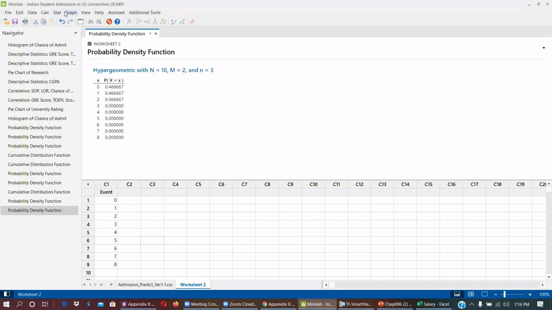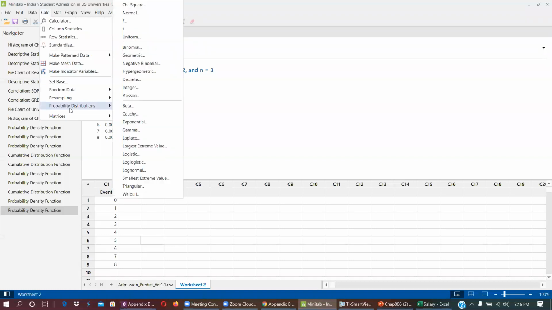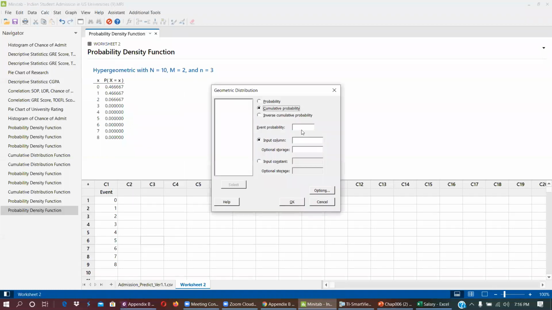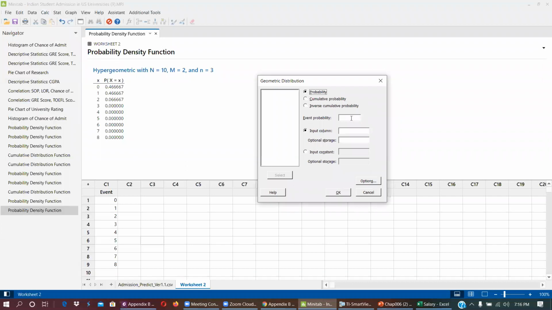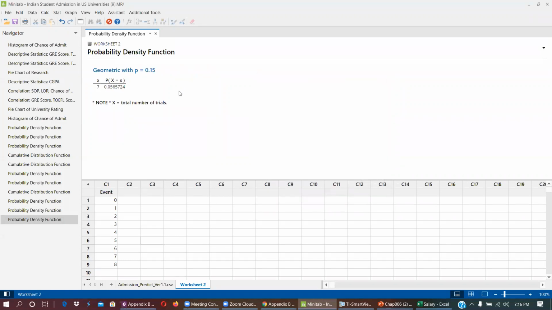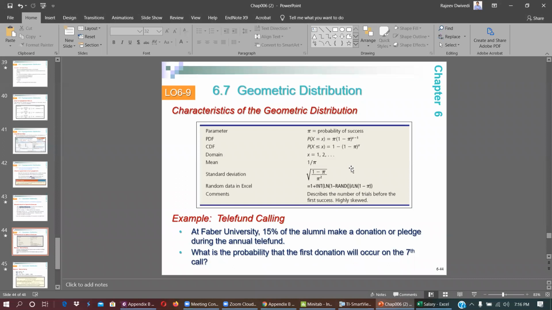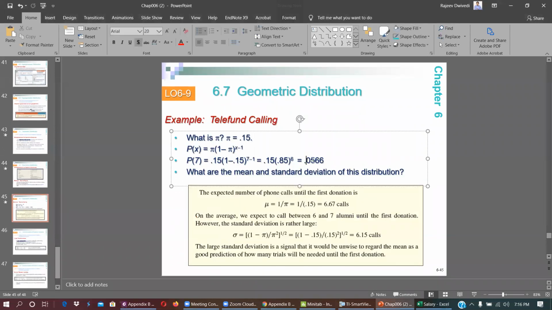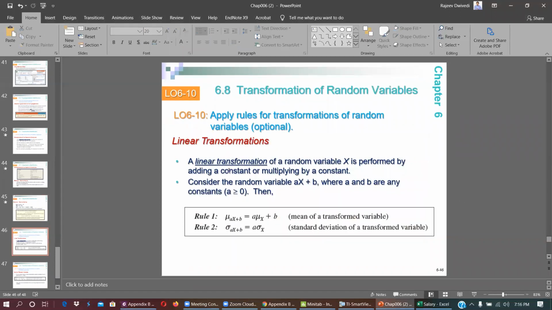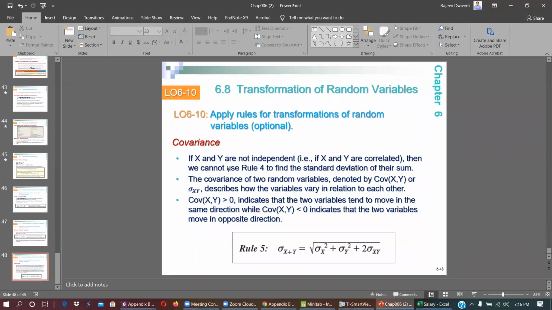So look into that. Go to Calc, Probability Distributions. Where is it? Geometric is right here. What is the event probability? 0.15. What is the constant? It is 7th. Okay. Here, what is the point? This is almost 5.65%. And look into this, which is 0.56%. So basically this is it. We are not going into the transformation of this.